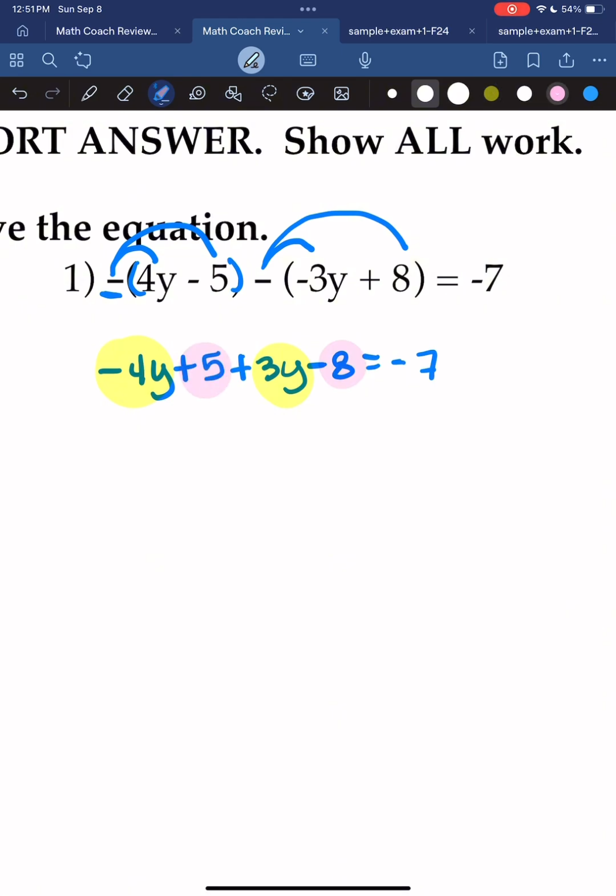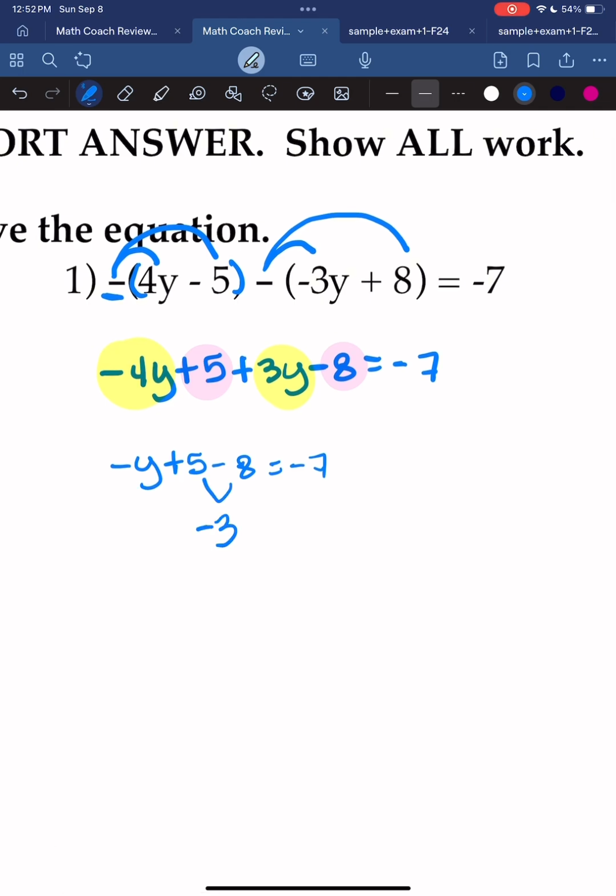So let's do that. Negative 4y plus 3y. Negative 4 plus 3 is going to give us negative 1. But since it's with a variable, we don't actually have to write the 1. So it will just be negative y plus 5 minus 8 equals negative 7. So now 5 minus 8 is negative 3. Bring that down. Negative y minus 3 equals negative 7.